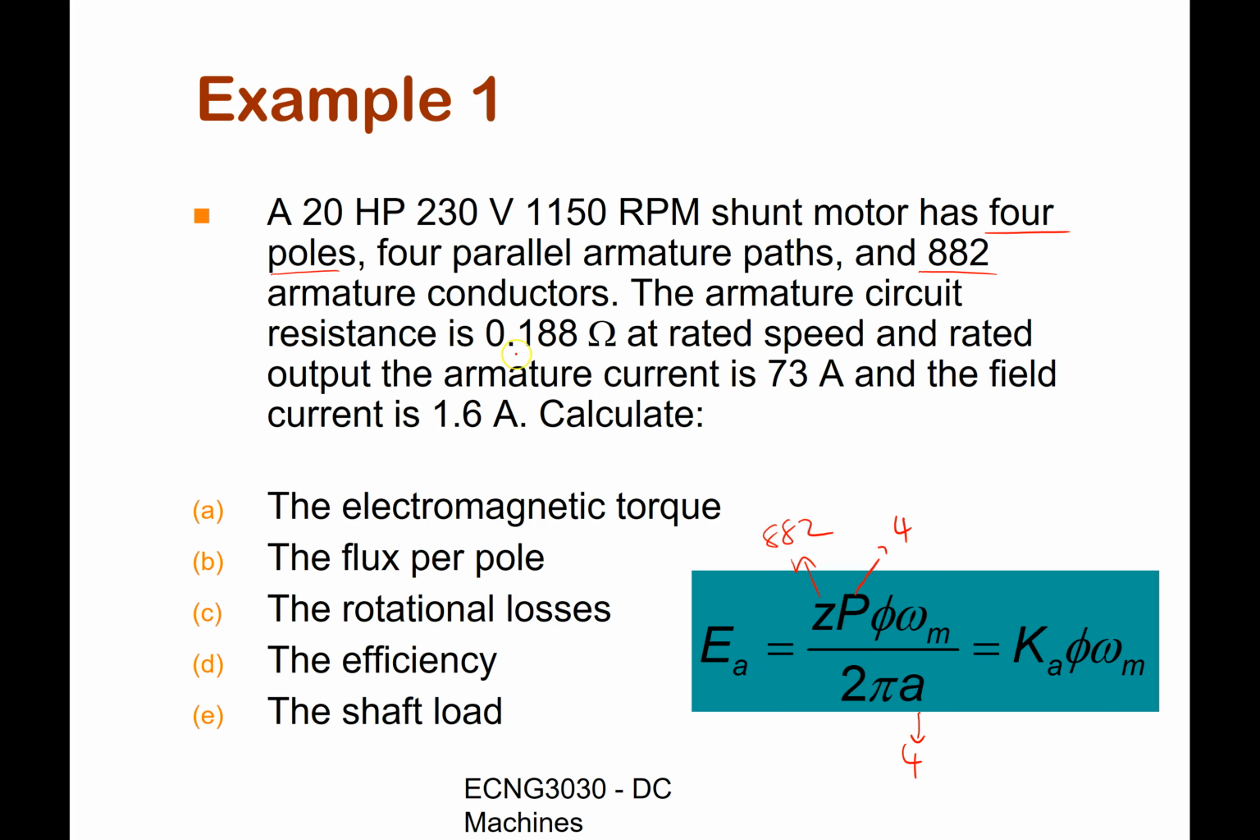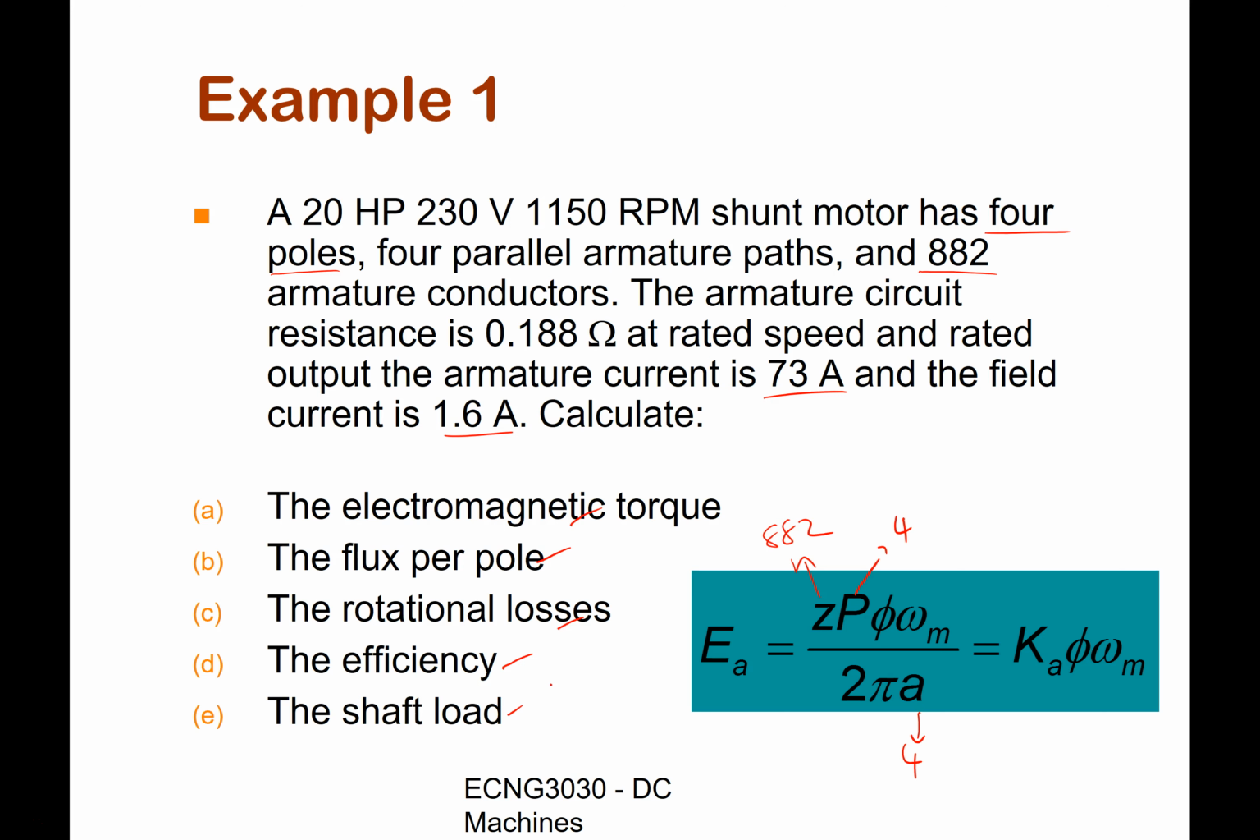The armature circuit resistance is 0.188 ohms at a rated speed and rated output volt. At rated speed and at rated output, the armature current is 73 amps and the field current is 1.6 amps. We have to calculate all of these things.